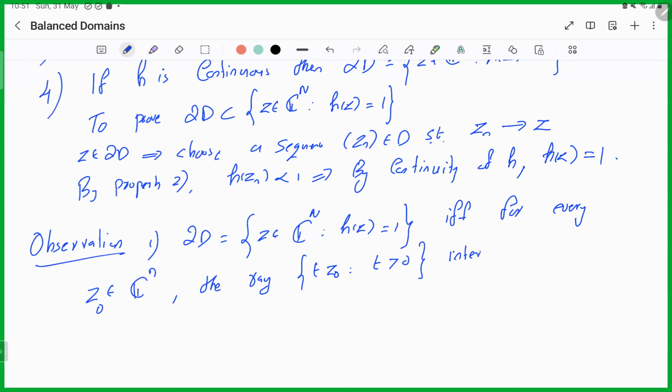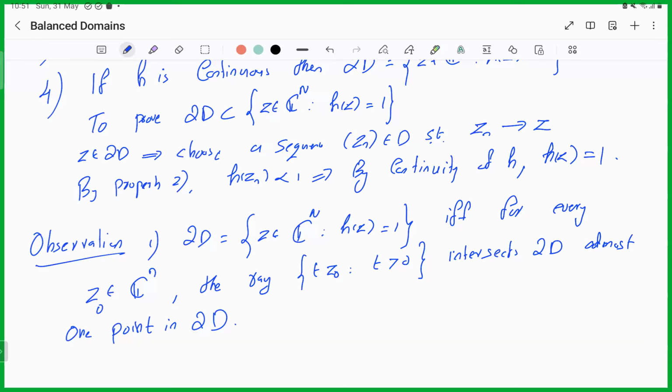The ray intersects the boundary at most one point, and in the boundary. Then these are equivalent. This is also easy to prove, just an elementary check, so I'm not proving that. Geometrically it is very interesting: the boundary is exactly equal to h equal to 1.